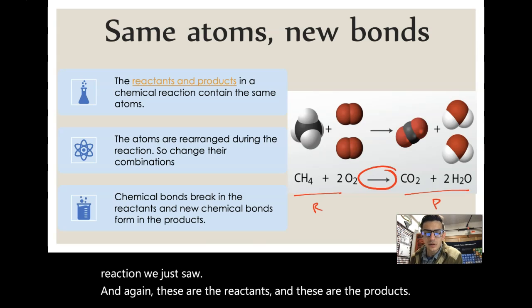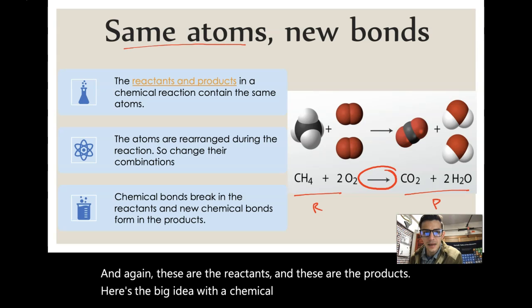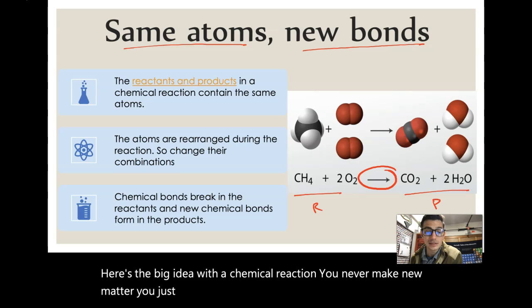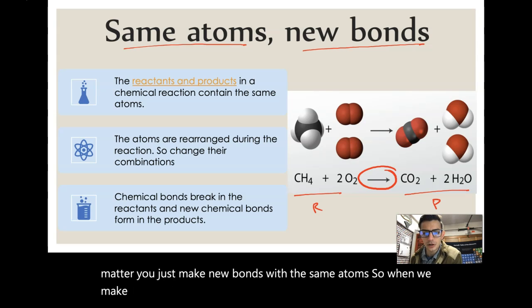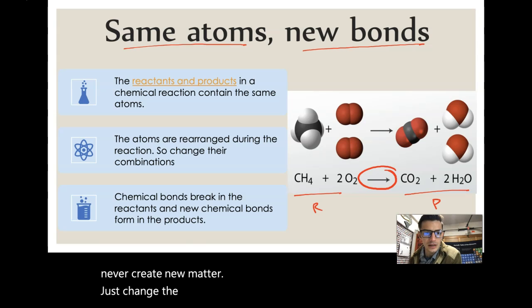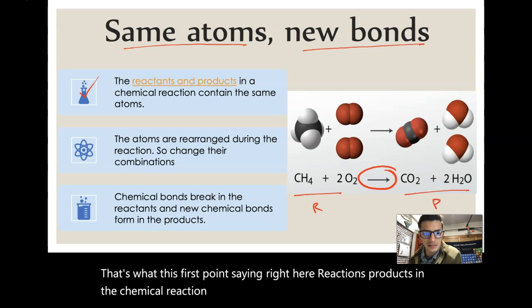Here's the big idea with a chemical reaction. You never make new matter. You just make new bonds with the same atoms. So when we start a chemical reaction, we never create new matter. We just change the matter. So that's what this first point is saying right here. Reactants and products in the chemical reaction contain the same atoms.